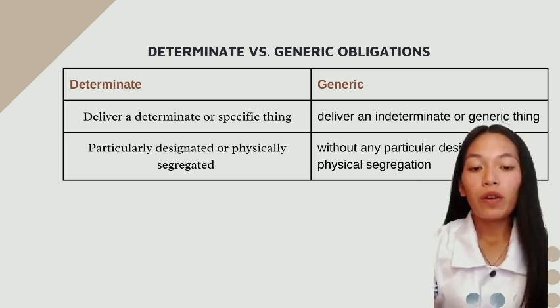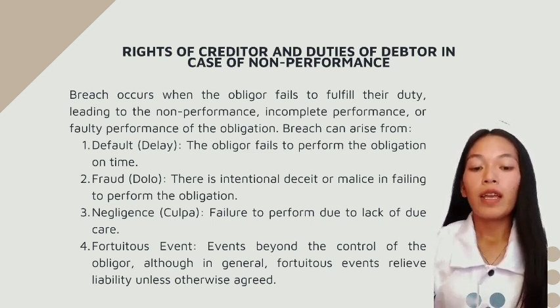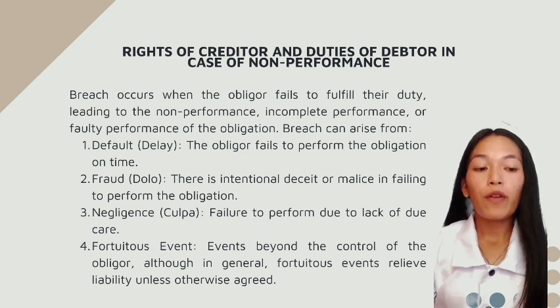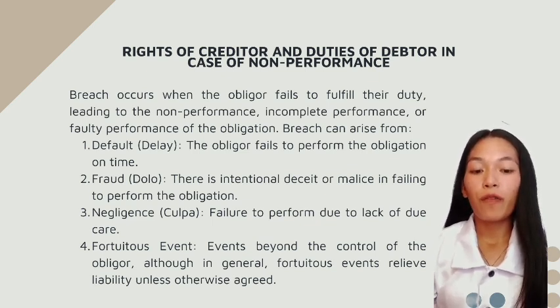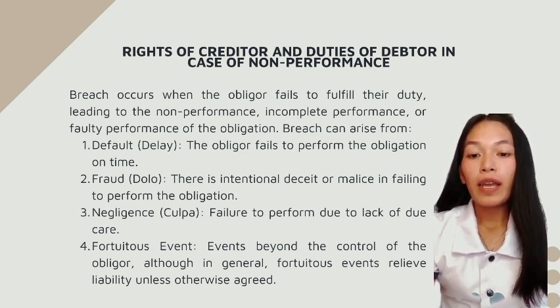Breach occurs when the obligor fails to fulfill their duty, leading to non-performance, incomplete performance, or faulty performance of the obligation. Breach can arise from default, when the obligor, the party responsible for fulfilling an obligation, fails to perform their duty within the agreed time frame. Second, fraud, or dolo. There is an intentional deceit or malice in failing to perform the obligation.